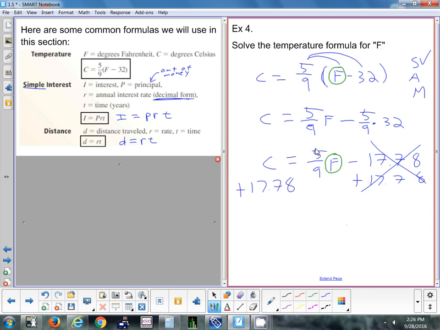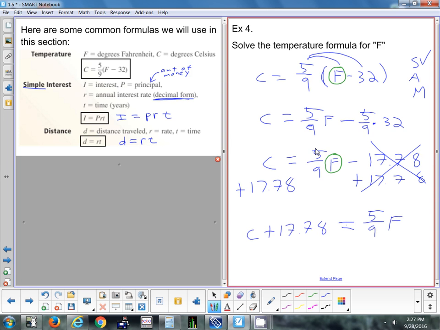Now, can I combine a number and a letter? What do we think? Brett? Nope. So just leave it as C plus 17.78 equals 5/9 F. So now there's only one thing I have to get rid of.